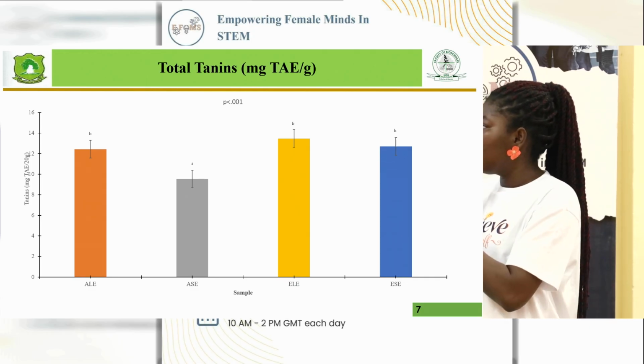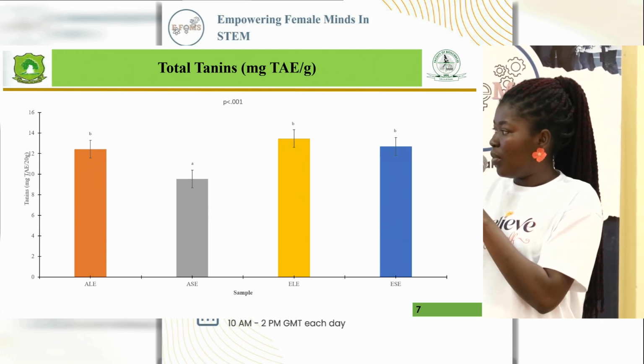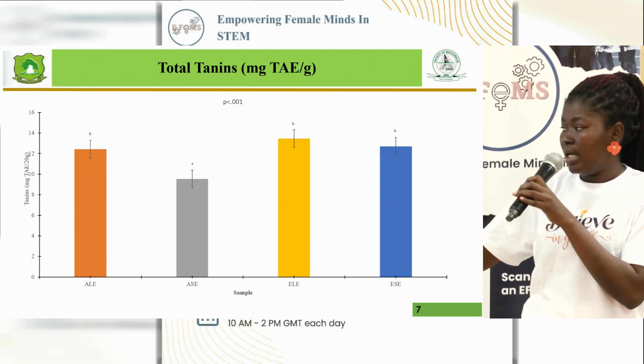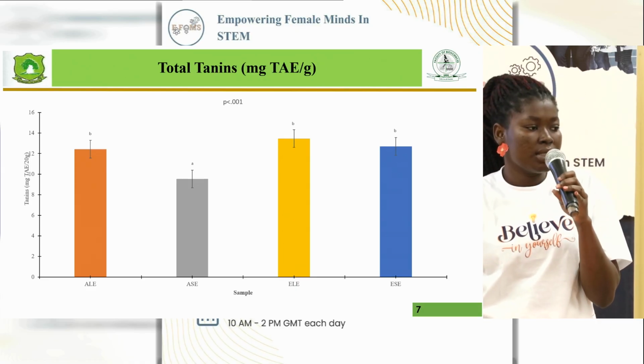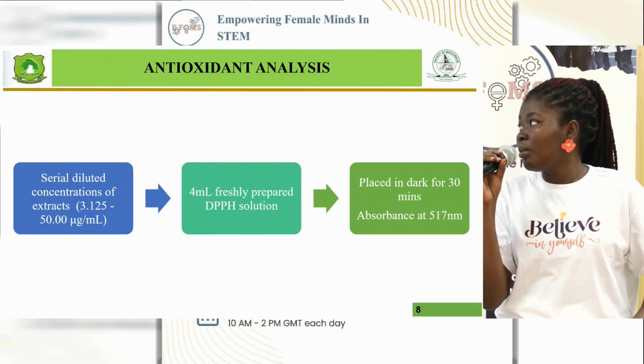So here, for total tannin, the ethanol leaves extract has a higher content as compared to the aqueous leaves, and the same goes for the ethanol stem bark and the aqueous stem bark of the Alstonia boonei plant.